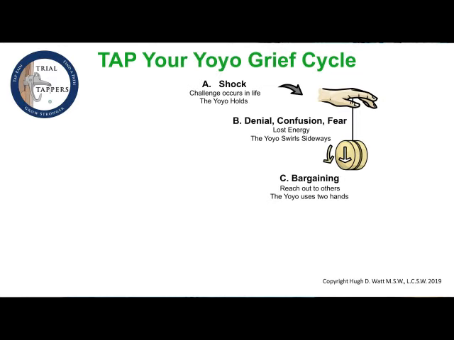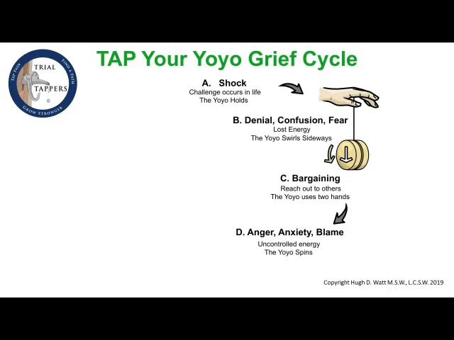Now stage C is the bargaining phase of your challenge, or when you reach out to others asking for help. Now stage D is the anger or anxiety and blame that you place on those that gave you this challenge in the first place. At this point, your yo-yo has reached the end of its rope, and it's spinning with uncontrolled energy.